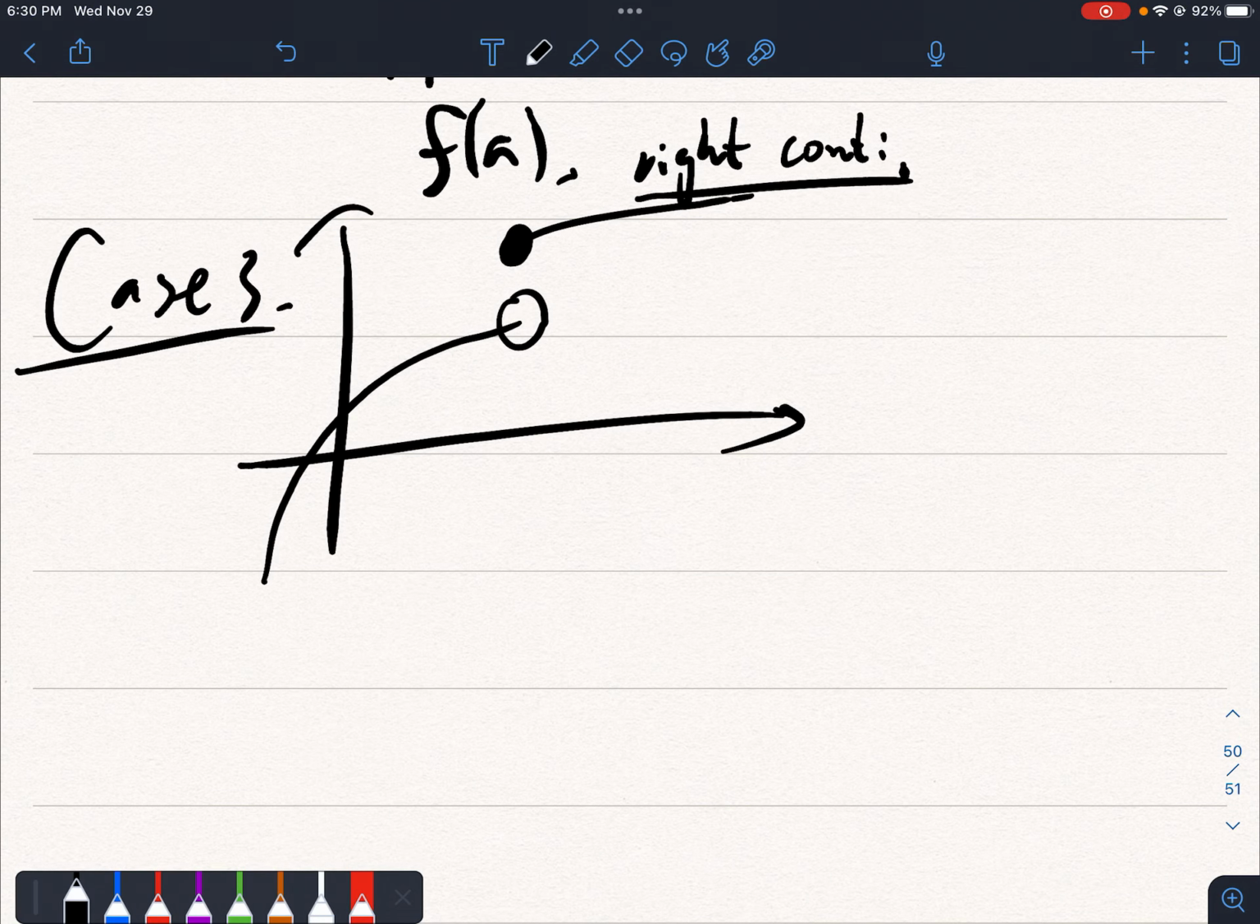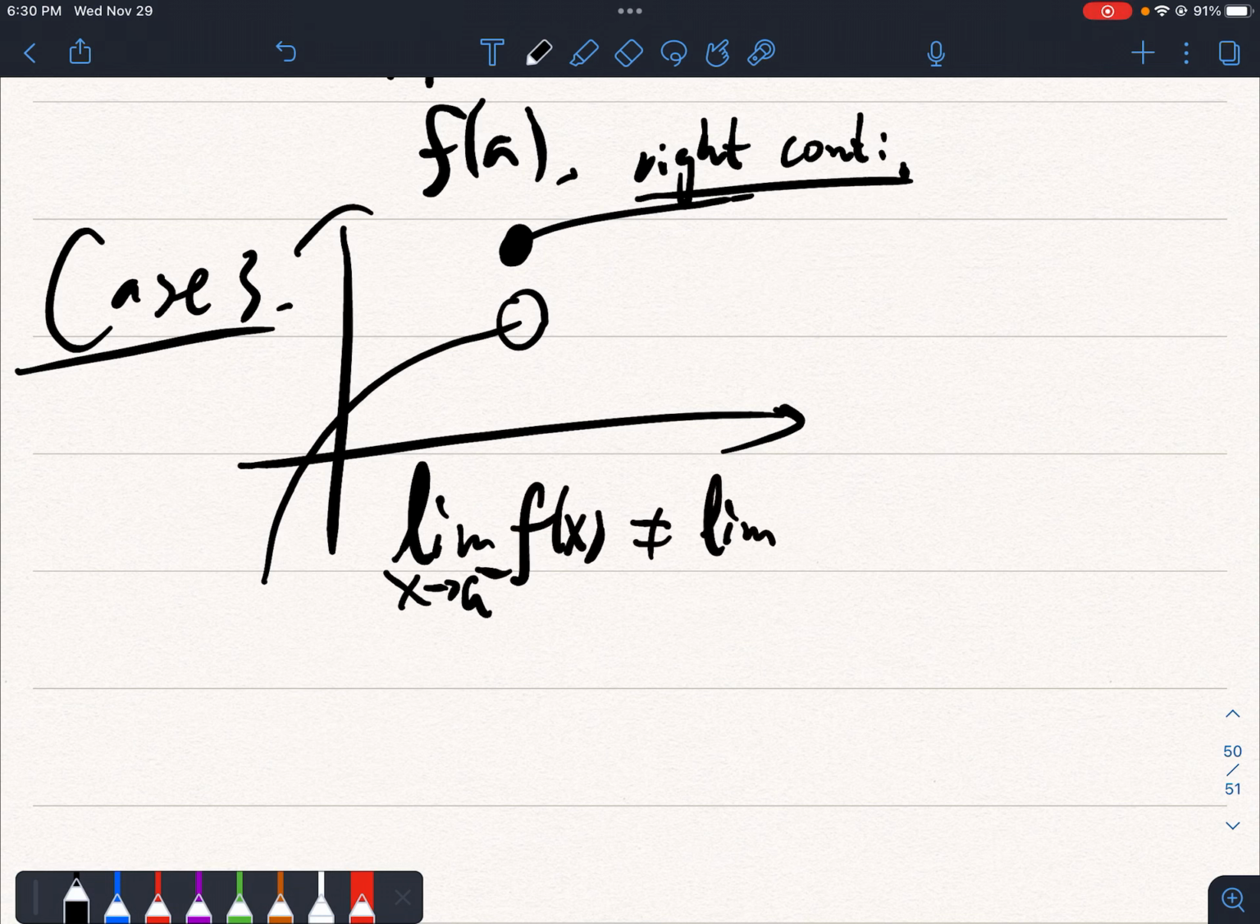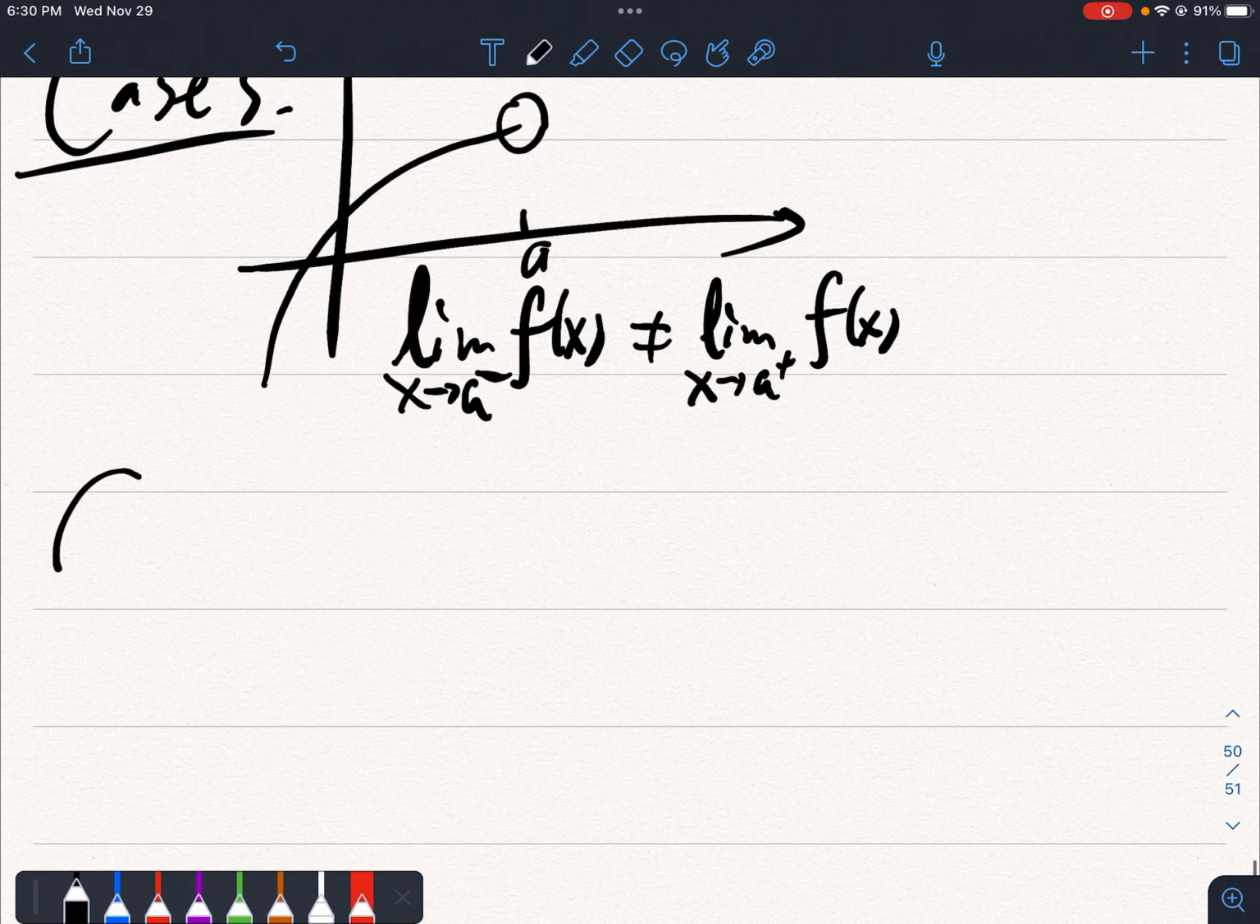And although you don't really need to know this definition, this is what it means. So in this case, the left limit is not equal to the right limit. So in this case, you don't actually care what the value is, because if this is true, then this means the limit at this point does not exist. Okay, because the left limit is not equal to the right limit, so the limit at this point does not exist. So then it cannot be continuous at this point.